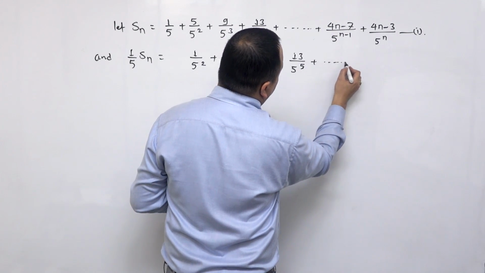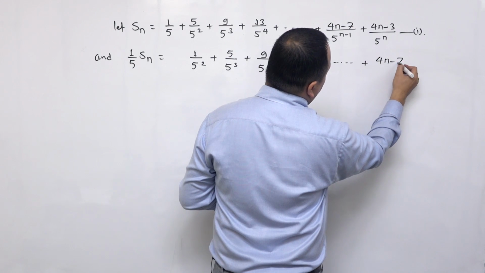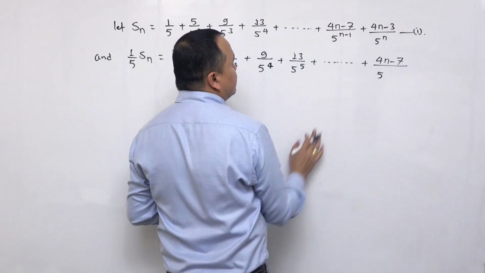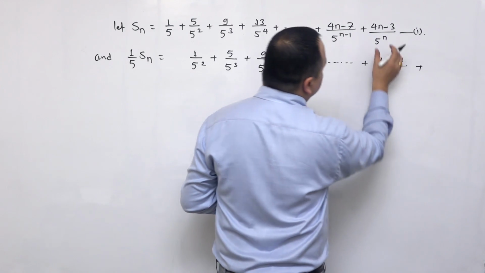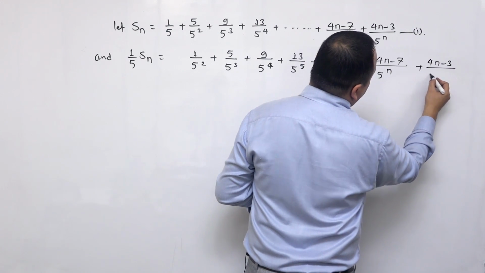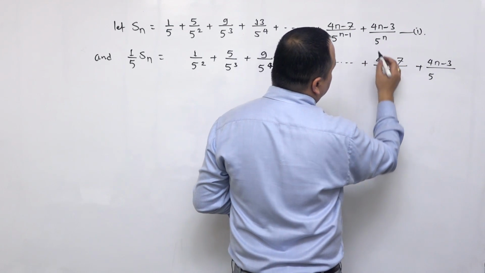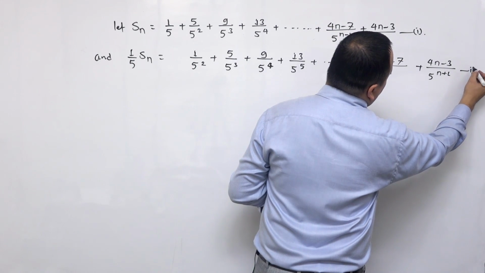Plus, multiplying 4n minus 7 upon 5 to the power n minus 1 into 5 to the power 1, the 1 cancels, just 5 to the power n, plus the last term 4n minus 3 upon 5 to the power n into 5 to the power 1. By law of indices, 5 to the power n plus 1. Equation II.